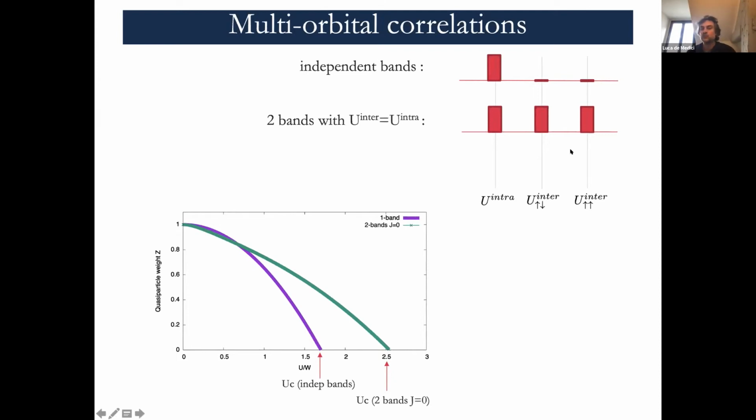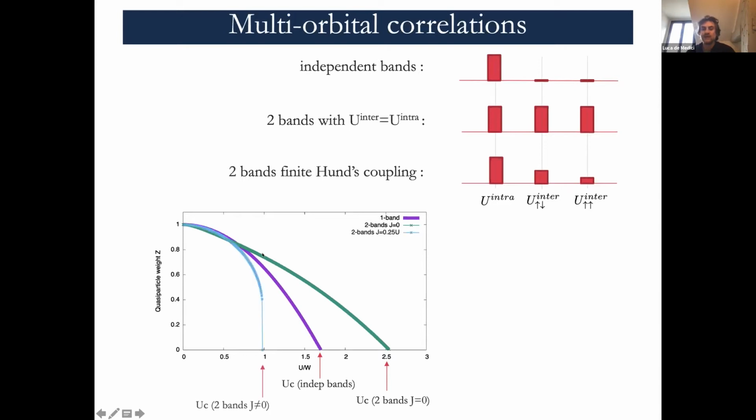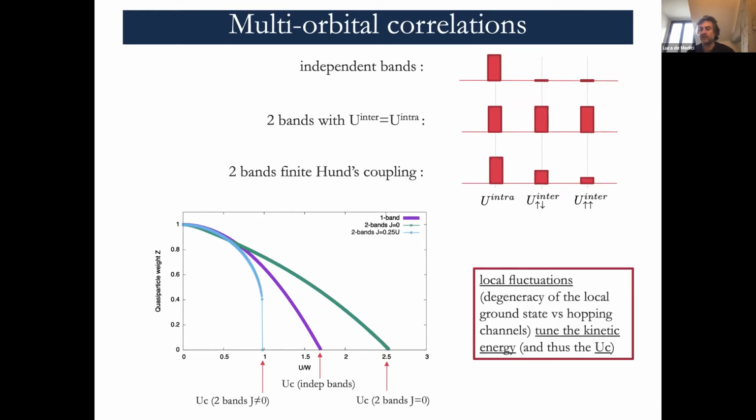Now, imagine that you reduce these two inter-orbital terms, as we do with Hund's coupling. Well, now you have U critical for the Mott transition at a much smaller interaction strength. So it's really non-intuitive. And this is because it's not just the balance between U and the hopping that plays. It's more complicated. It's really the degeneracy of the local ground state versus the active hopping channels that tunes the kinetic energy and then the Mott transition. But okay, this is just a little scheme to show how things are non-intuitive.